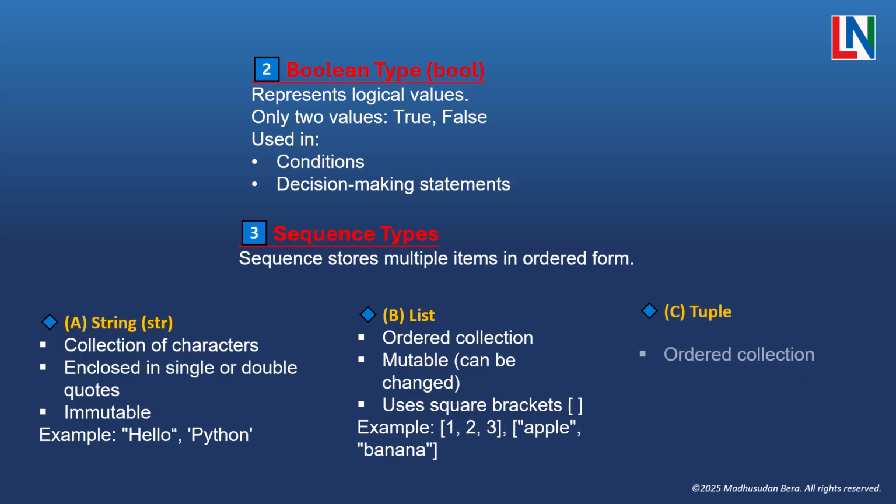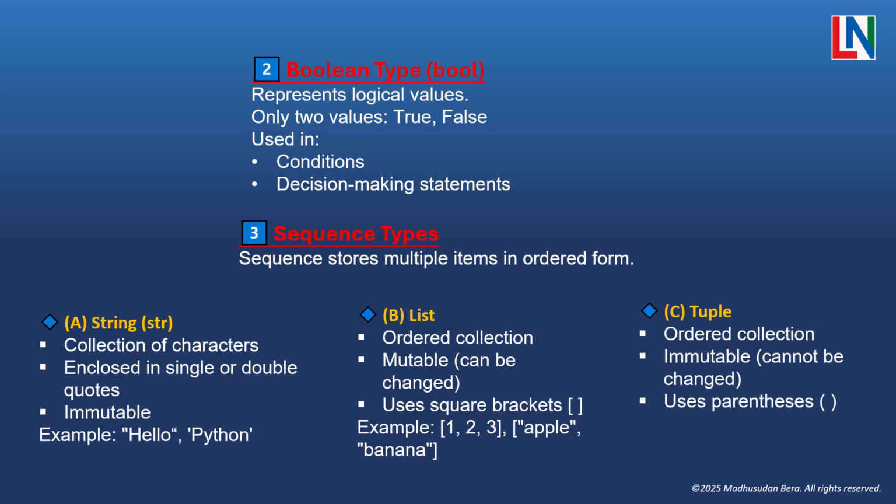Next one is tuple. Ordered collection, immutable, cannot be changed once created. Uses parentheses. For example, within parentheses 1, 2, 3, and so on. So there are three kinds of sequence types you already learned.